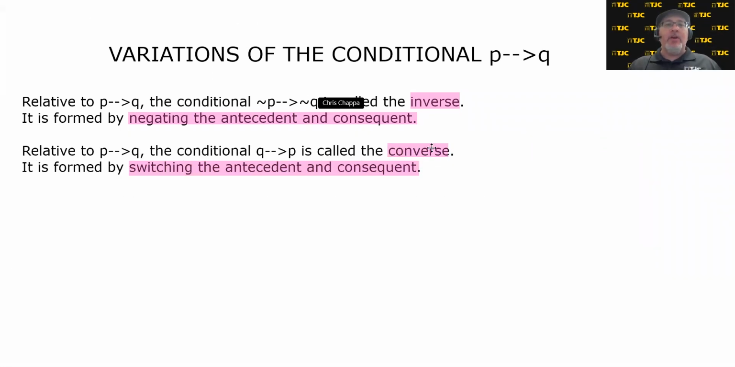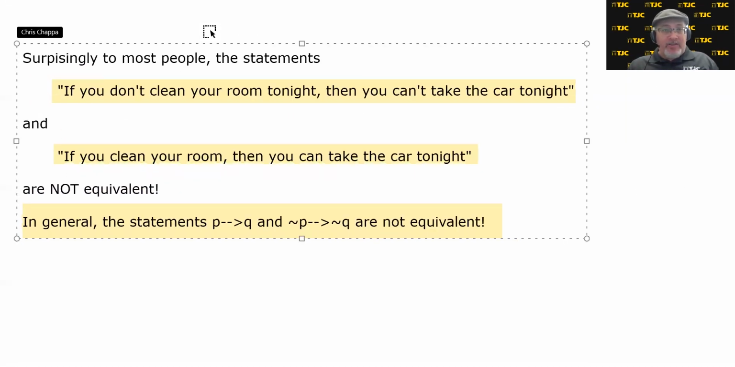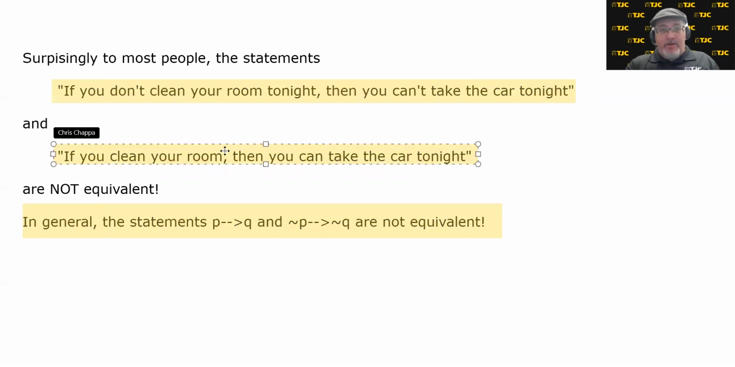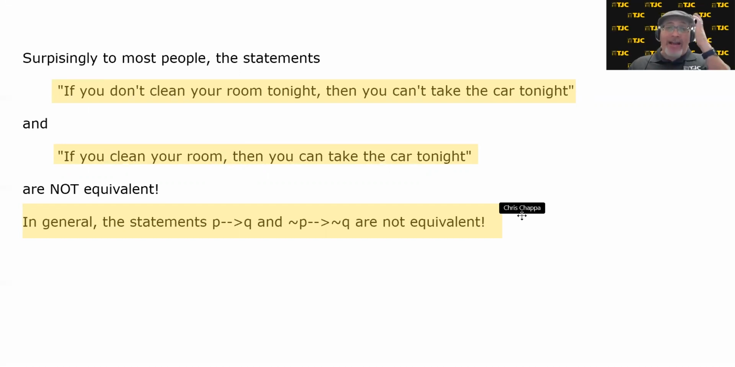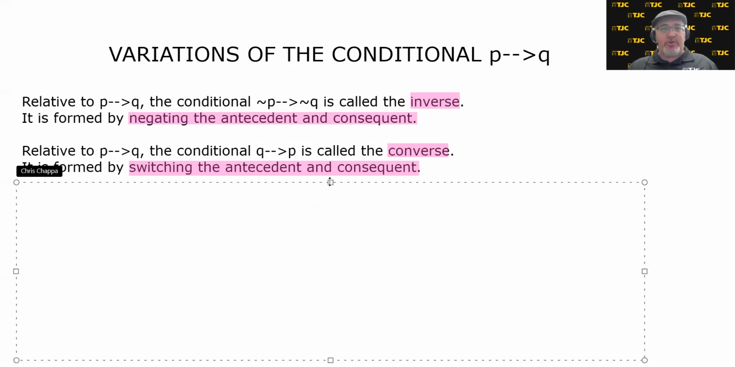Relative to the conditional P pointing to Q, the conditional Q pointing to P is called the converse. Now, here you're not negating anything. You are switching the antecedent and the consequent. So, for example, if we took the one my son claimed I said right here, and we form the converse, it would be, if you take the car out tonight, then you clean your room. So that's what the converse is. You switch the antecedent and the consequent.